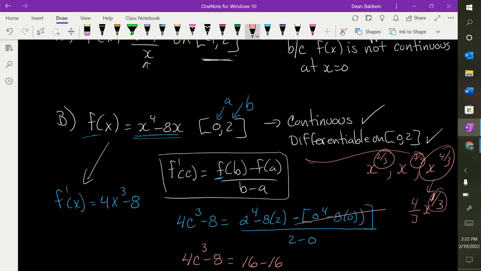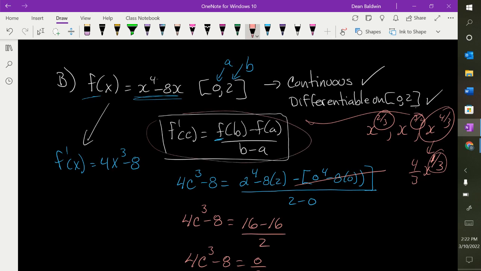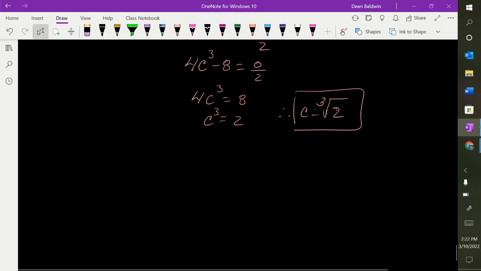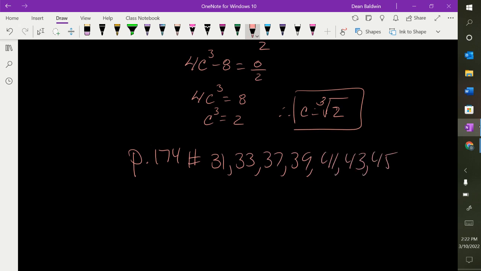So it has to be continuous and differentiable on your interval. If it is, you write out the mean value theorem: f prime of c is equal to f of b minus f of a over b minus a. Your a's and b's are your domain. For f prime of c, take the derivative of your function, throw in c, and then just do the algebra and solve for c. Cube root of 2. All right, your practice questions, page 174, numbers 31, 33, 37, 39, 41, 43, and 45.